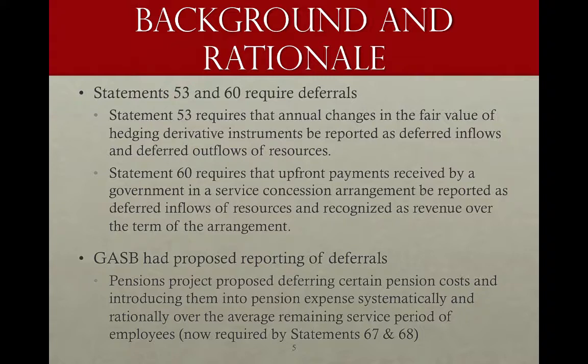At the same time, the GASB was issuing accounting and financial reporting standards that required the reporting of deferrals. Statement number 53 on derivative instruments requires that the year-to-year changes in the fair value of derivative instruments that are effective hedges should be deferred rather than reported as investment income in the period in which they're incurred, and will continue to be deferred over the life of the derivative as long as it continues to effectively hedge the cash flows or the changes in fair value that it was established to hedge.